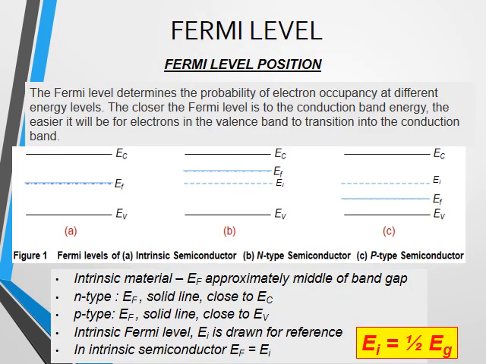So what is actually a Fermi level? The Fermi level, Ef, is not an existing energy level. It is conceptual and it is created to allow mathematical calculation of the electron and hole distribution. The Fermi level determines the probability of electron occupancy at different energy levels. The closer the Fermi level is to the conduction band, the easier it will be for electrons in the valence band to transition into the conduction band.